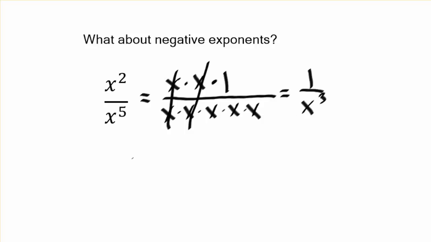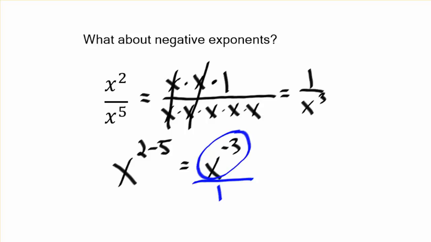Well, what happens if we subtract those exponents? 2 minus 5 gives you x to the negative third. When you have a negative exponent, you take that and put it on the other side of a fraction bar, and the negative part goes away. It becomes 1 over x to the third.